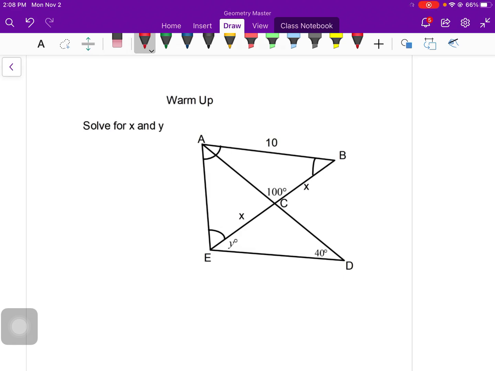Welcome to Unit 4, Day 2 notes. Go ahead, pause the video and solve for X and Y on this problem. When you think you've got it, unpause and see how you did.